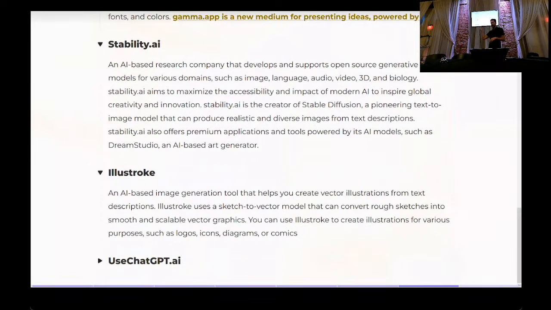Illustrate is an AI tool to create graphics, vector graphics, icons, things like that. It's really great if you want to create a graphic that doesn't exist. Maybe it's not in Canva or whatever else. You can create your own version of that.